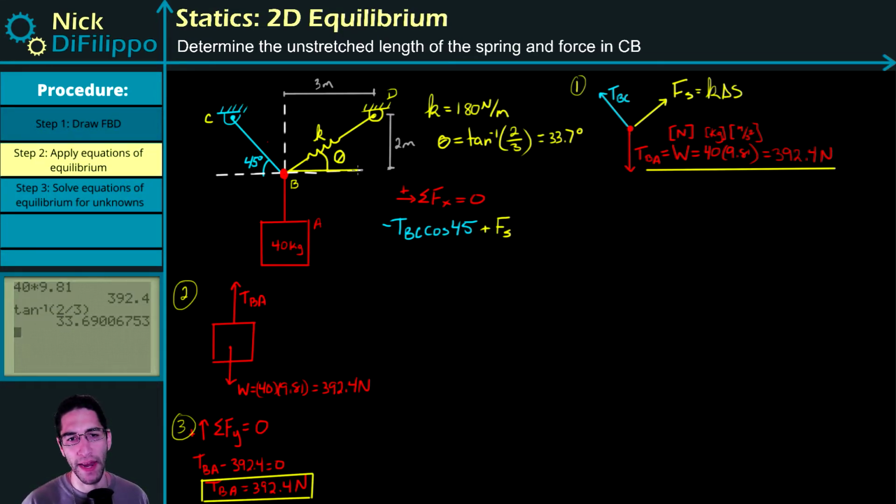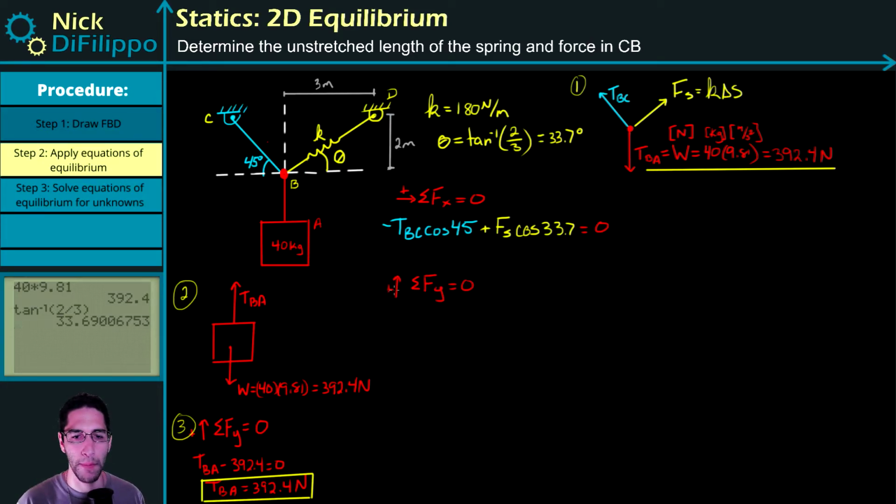So if I want that x component, again, verify this with SOHCAHTOA, but I'm going to need to take the cosine of 33.7 degrees. And then we're done with the x equation. There's nothing else that has an x component on it. Now we need to take the sum of the forces. Finish step 2. Sum of the forces in the y is equal to 0.